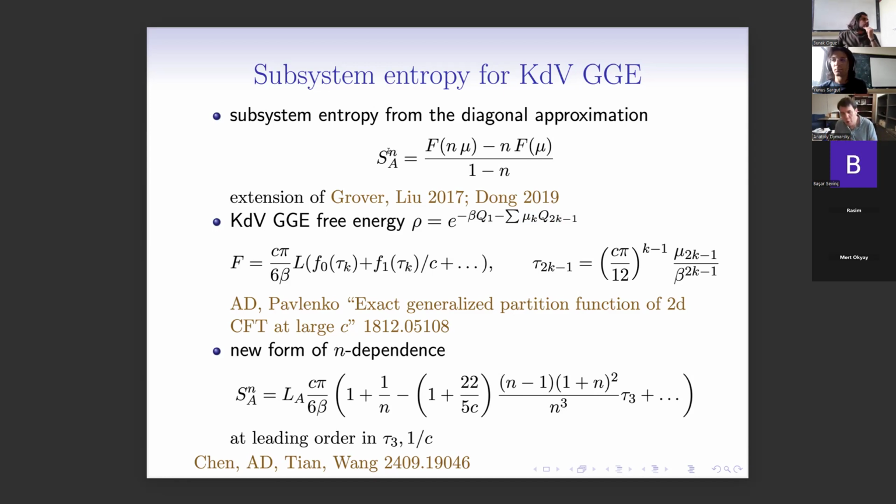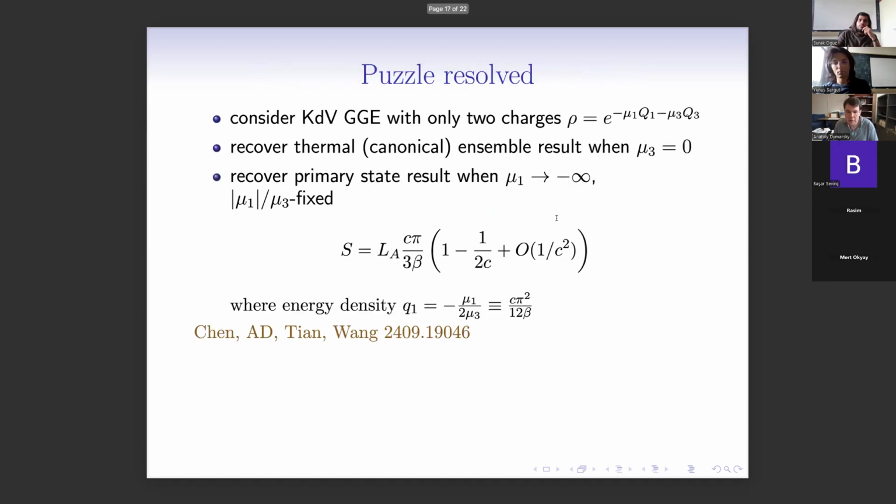So you go through all of these technical steps, but finally what you have is a formula for the subsystem entropy of a generalized Gibbs ensemble as a function of mu's. And now you can play with mu's and you can try to describe different local physics. You can try to describe the conventional thermal ensemble, or you can try to describe primary eigenstate. And this is what we did.